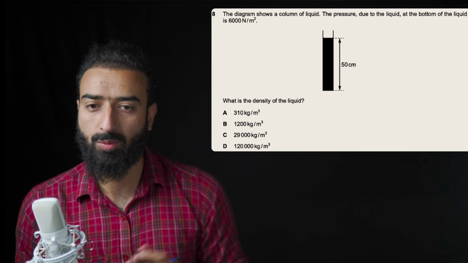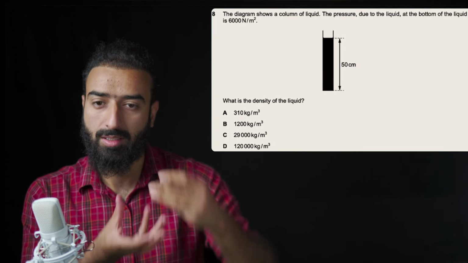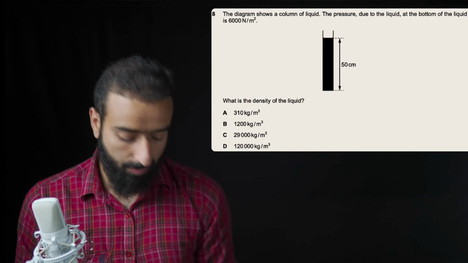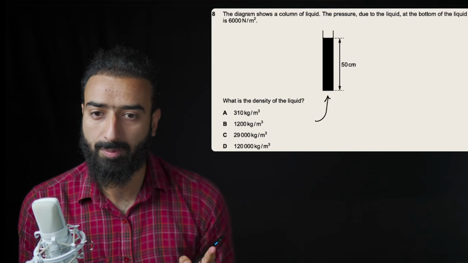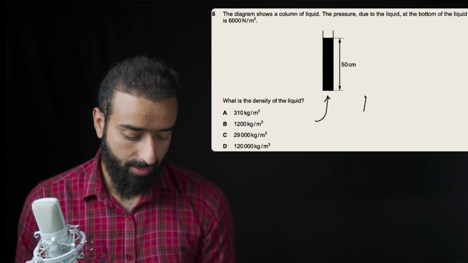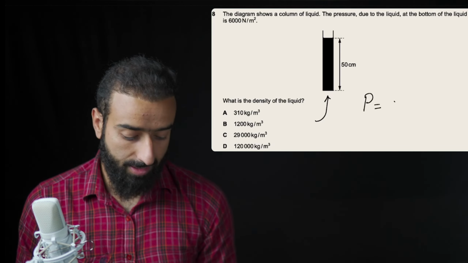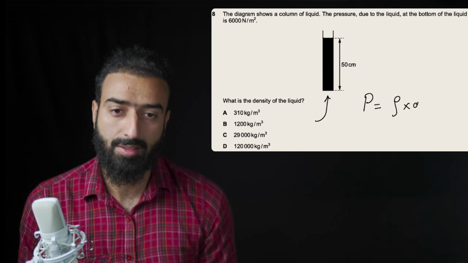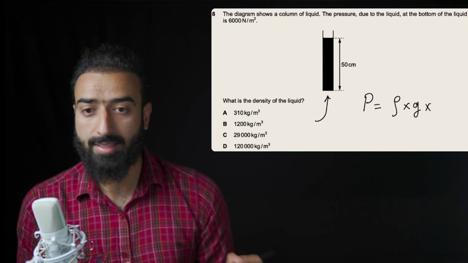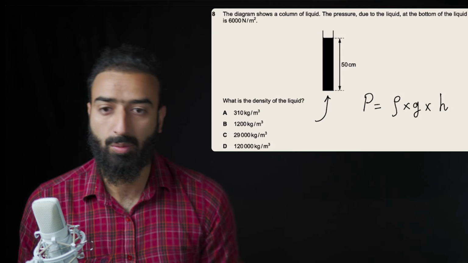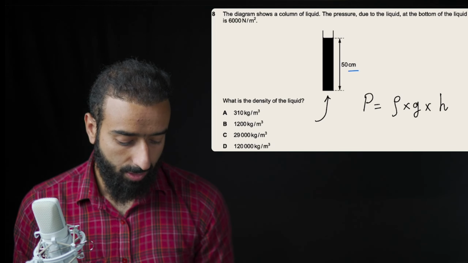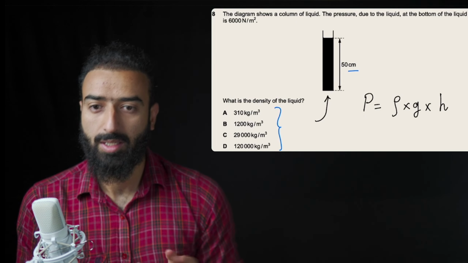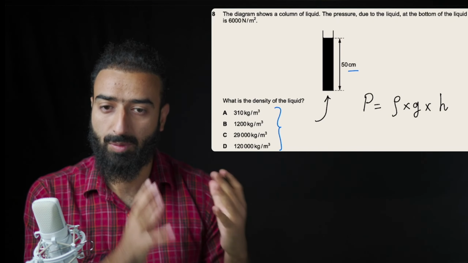In this next question, we have a liquid that's filled in a column, and we have to find the pressure at the bottom of the vessel. We know the equation for pressure is equal to the density of the liquid, represented by the letter rho, times the acceleration due to gravity, which is around 10, times the height of the liquid. Here we have to be careful that the unit is in centimeters, and all of our options are in meters, kilograms per meter cubed. So we need to convert centimeters to meters before we use the formula.